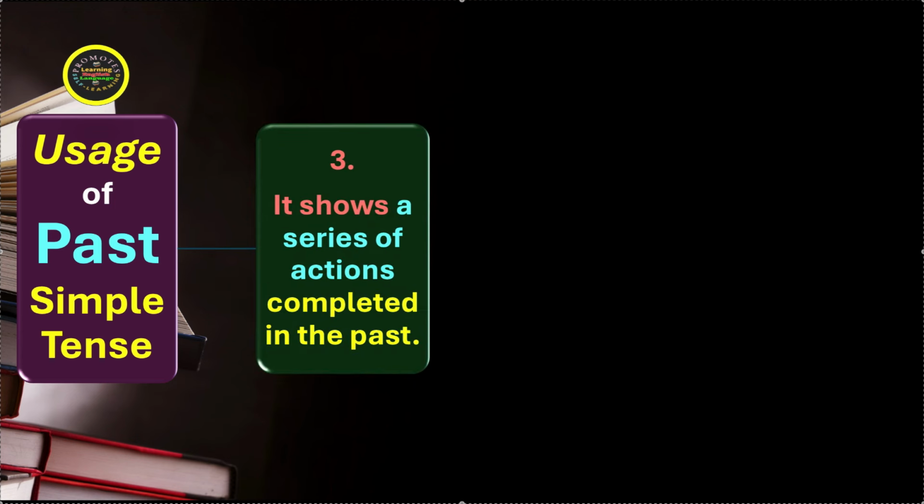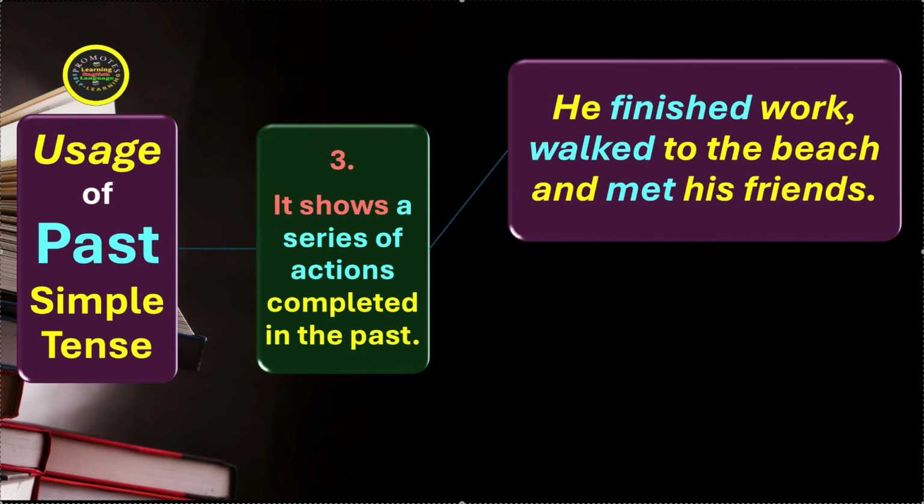And the third point is, it shows a series of actions completed in the past. How? Let's see the example. He finished work, walked to the beach, and met his friends. See how a number of connected actions took place in the past, and of course, actions finished in the past as well.